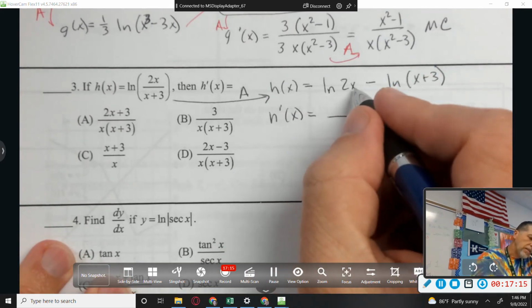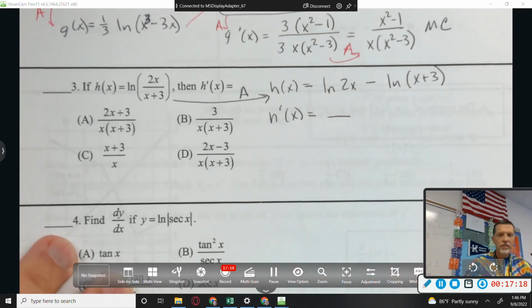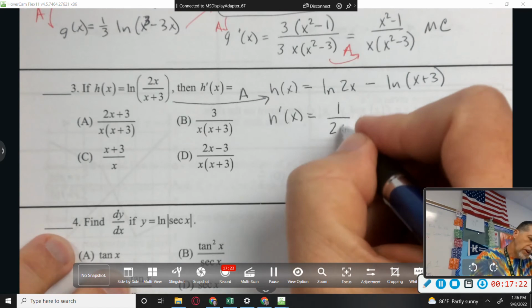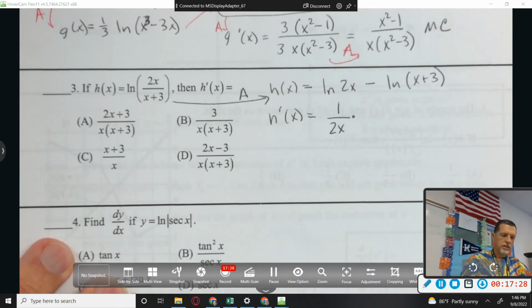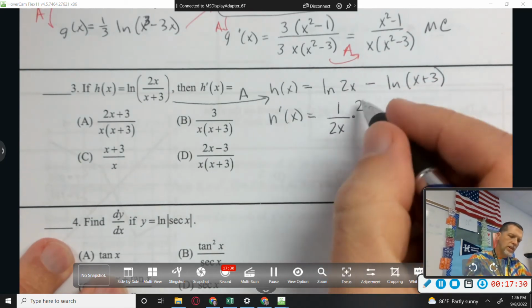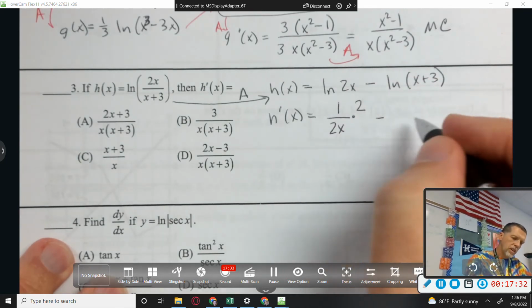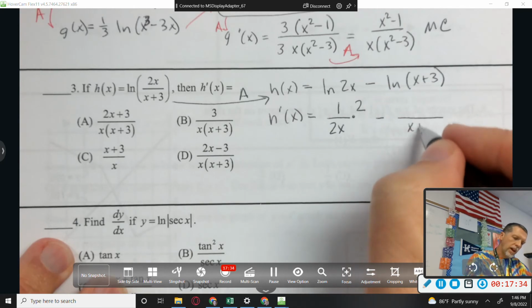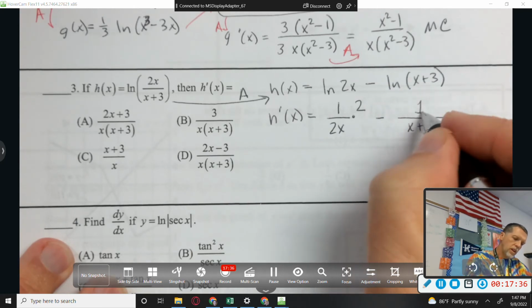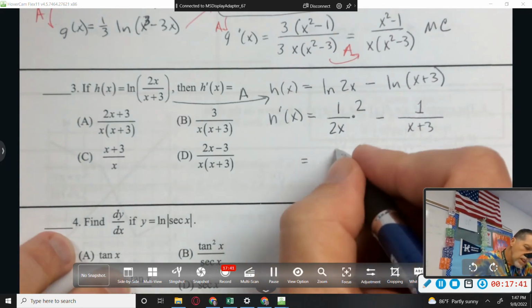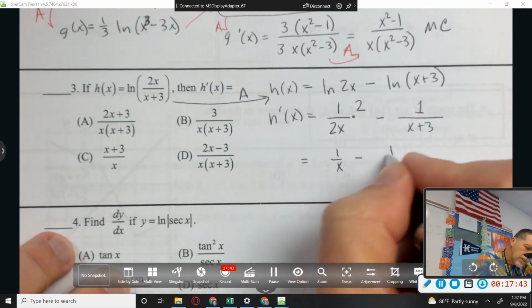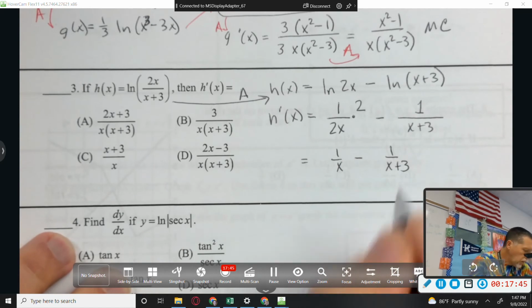So the derivative of the natural log of 2x is 1 over the argument times, what's the derivative of the argument? It's 2. Those 2's will cancel. Then 1 over x plus 3, and the derivative of that is 1. So 1 over x minus 1 over x plus 3.